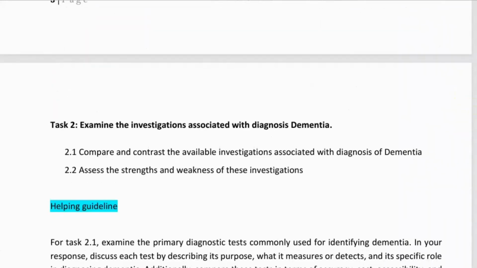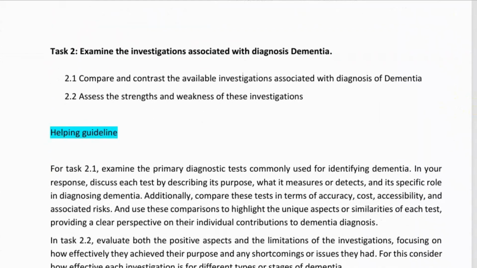Now, moving down towards learning outcome 2, in which for assessment criteria 2.1, you first need to identify the different clinical investigations or tests that are used for the diagnosis of dementia. Then you need to make a comparison between these clinical investigations in terms of writing the purpose of each test. You can also discuss how each test measures or diagnoses dementia within individuals.